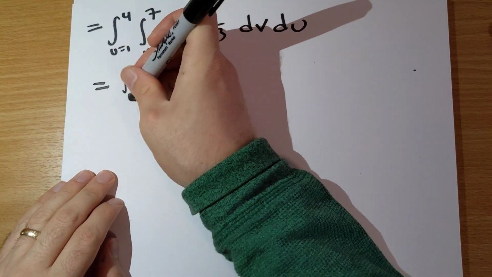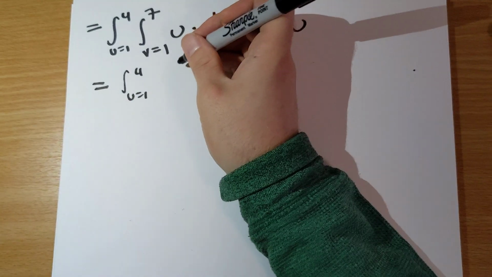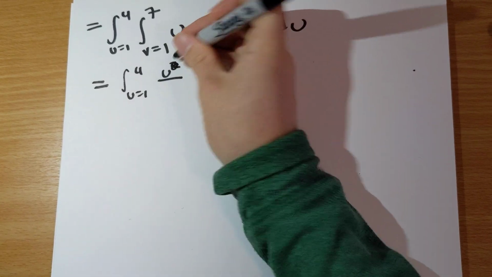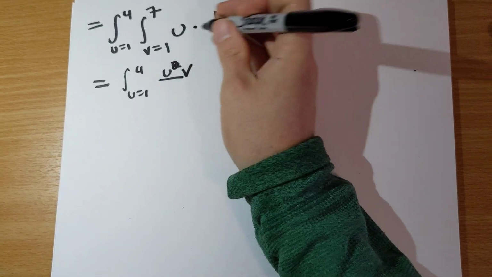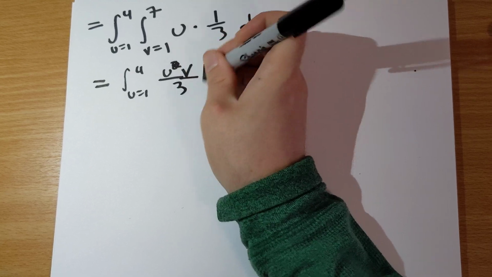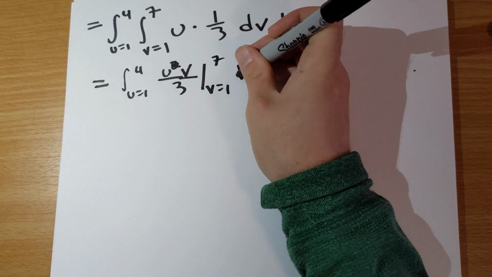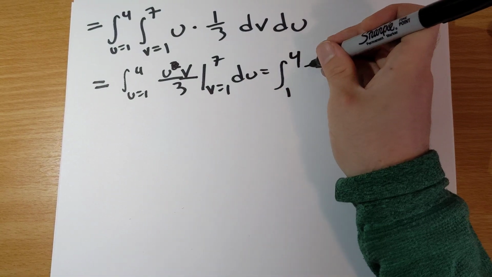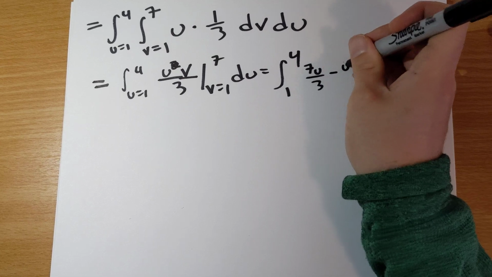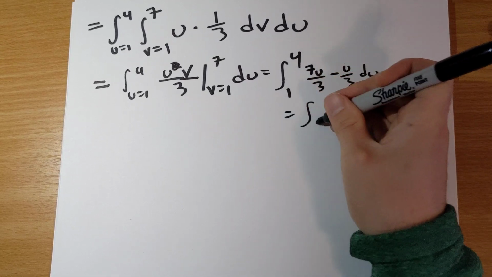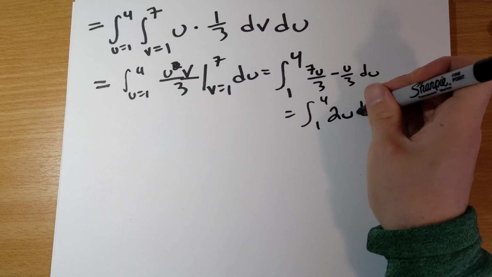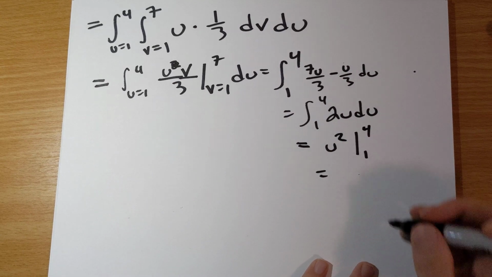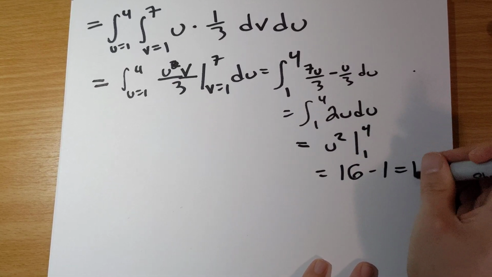And this should be a relatively straightforward integral to evaluate here. I'm integrating with respect to v first, not with respect to u. So the antiderivative of this with respect to v is uv over 3, plug in from 1 to 7. And so we'd end up with 7u over 3 minus u over 3. And so that's going to be 2u du. So we'd end up with u squared, plug in from 1 to 4. So 16 minus 1 is 15.